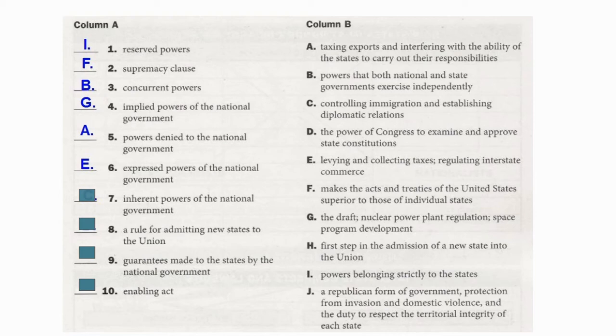And number 7, inherent powers of the national government. This is letter C. This is like controlling immigration and establishing diplomatic relations. These are things that our government really is responsible for, not so much the states, but the national government.